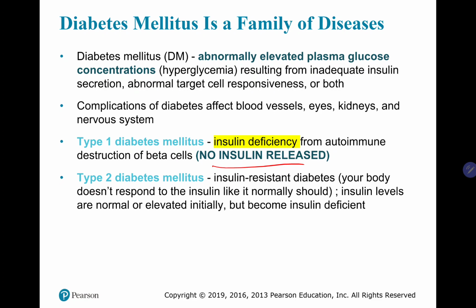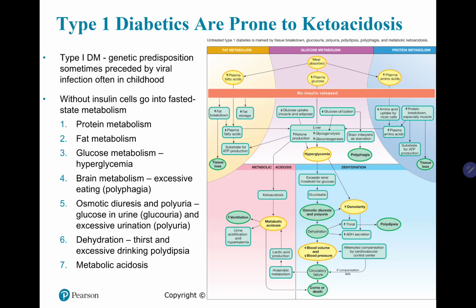Now, type 2 diabetes mellitus is characterized as insulin-resistant diabetes. And so your body doesn't respond to insulin like it normally should. Now, insulin levels could be normal or even elevated initially. However, over time, they can become insulin deficient. And so typically we used to identify this as adult onset, but we're noticing that adolescents are becoming type 2, or becoming a person with type 2 diabetes.